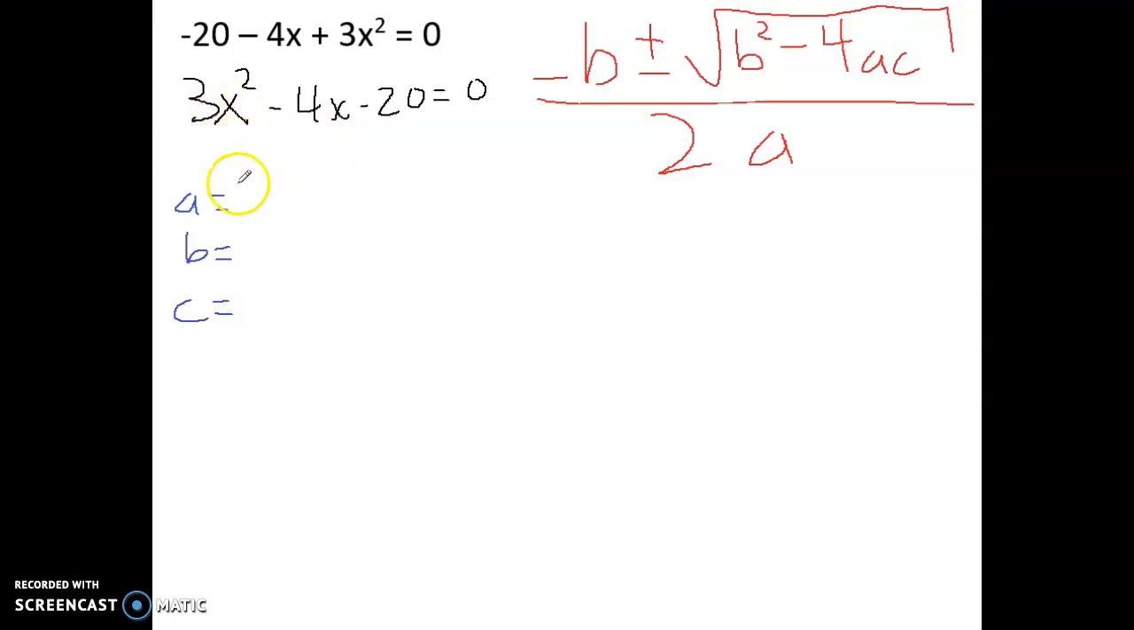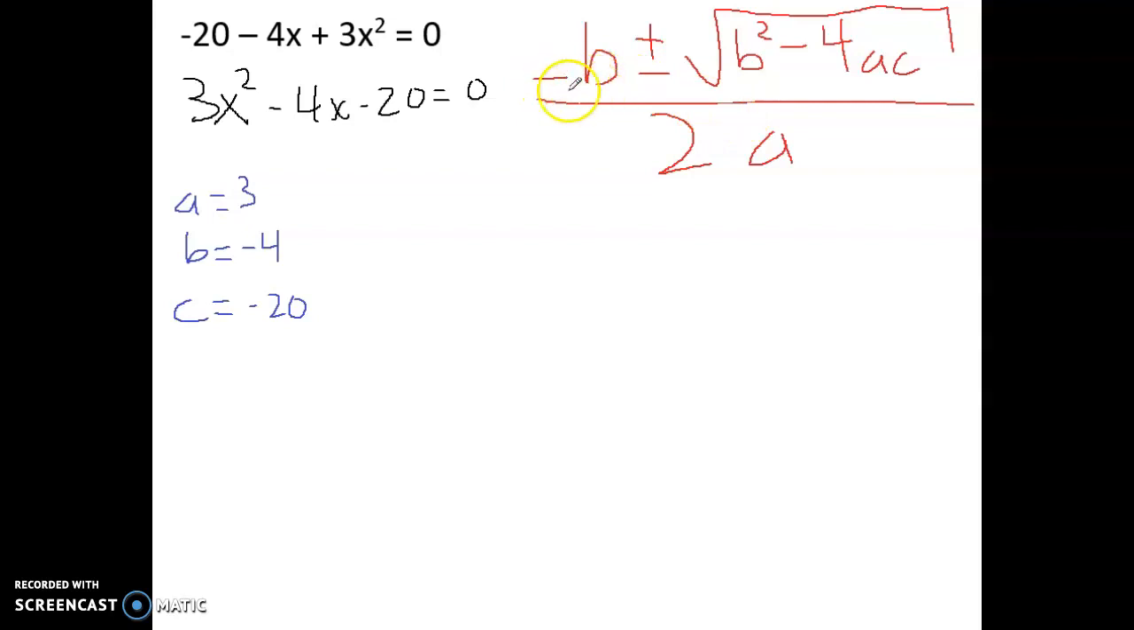A is the number in front of the x squared. B is the number in front of just the x. And C is the number that's off by itself without an x at all. Once you have those A, B, and C, make sure you copy the sign down with it. So minus 4x would be a minus 4 for B, and minus 20 gives you minus 20 for C. Plug those values into the quadratic formula.